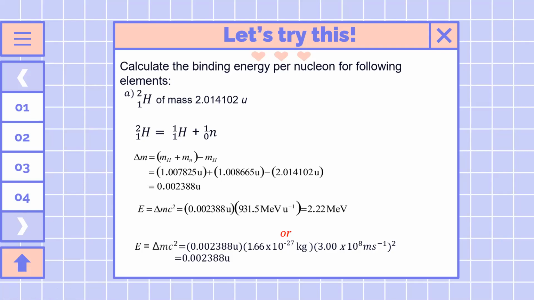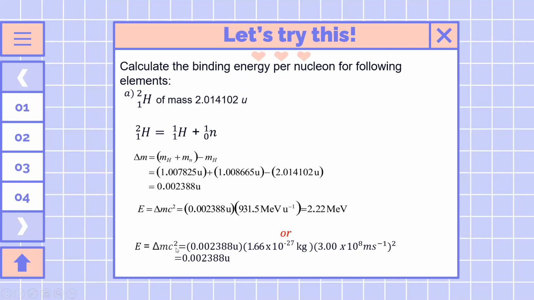So we can calculate the mass defect with this equation. The mass of hydrogen is 1.007825 u plus 1.008665 u minus the actual mass of hydrogen. Basically, they will give you the actual mass of a certain atom, and then you will get the mass defect. After that, you can use the equation E equals delta m c squared. As you can see, this and this are actually the same, but this is direct.